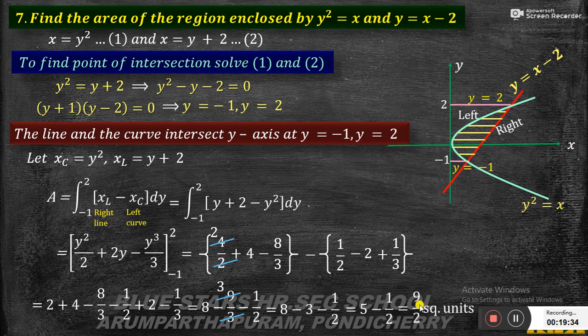So this is the area between the two curves. Therefore area equal to 9 by 2 square units. This is the answer for the curve.